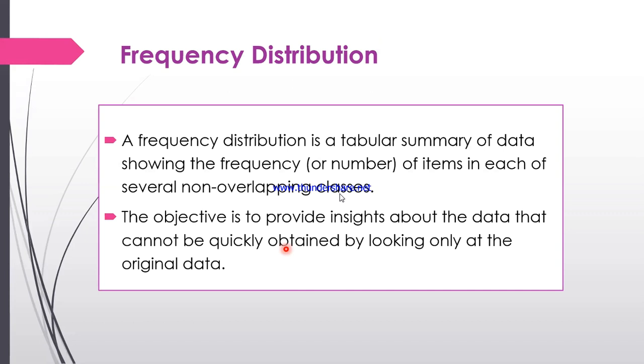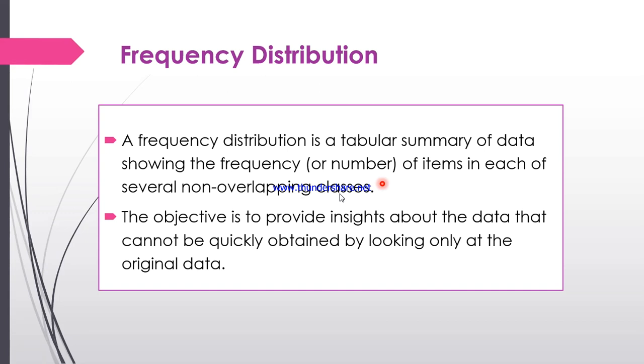Now, what is a frequency distribution? A frequency distribution indicates the values taken by the variable, for each and every variable name. So what are the measurements we are taking for those variables? Those values are presented in a table with non-overlapping classes, right? That means two categories do not occur at the same time.